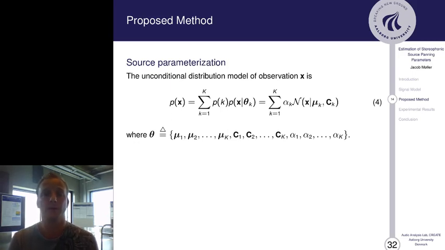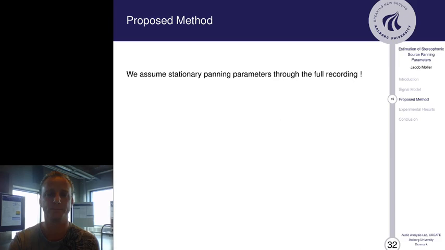We parameterize the observations as an unconditional distribution model, shown in equation 4, a probabilistic model of finite mixtures, namely a Gaussian mixture model. Theta is the parameter vector, where we have the parameters alpha, which is the mixing probability, which means it's the probability of having the class k. Mu is the mean, which is directly related to the panning parameters that we want to estimate here. And C is the covariance matrix estimate.